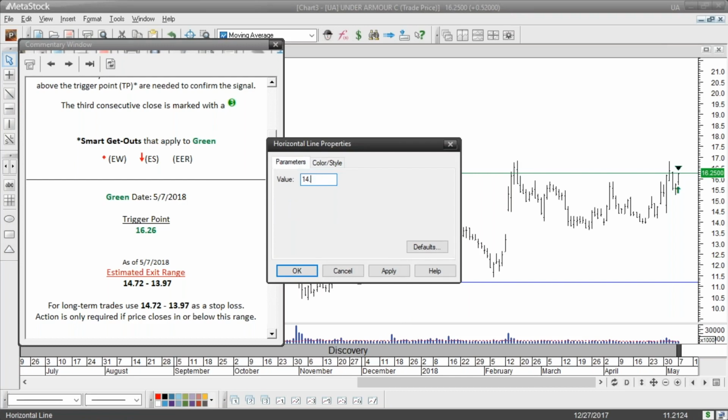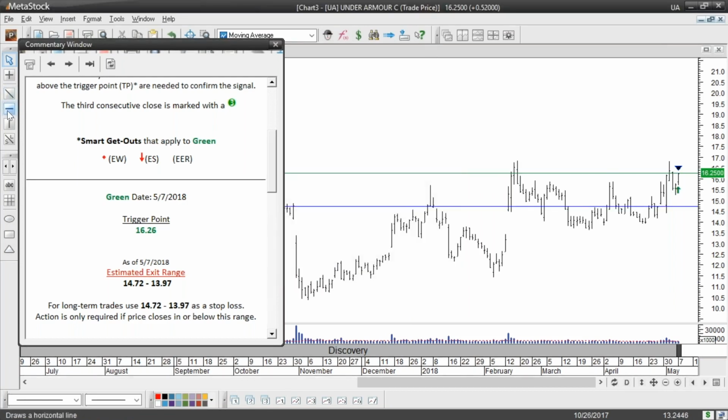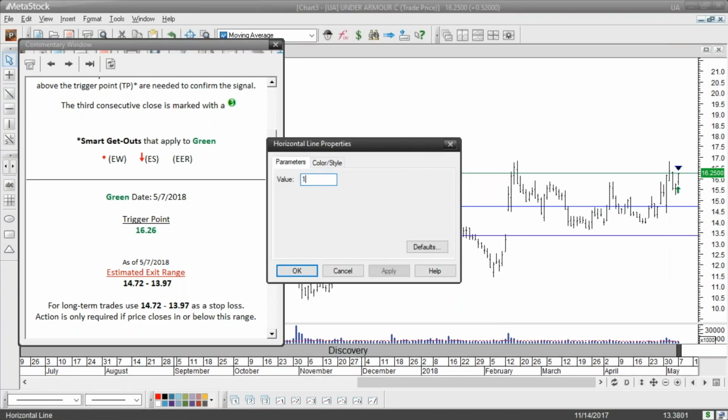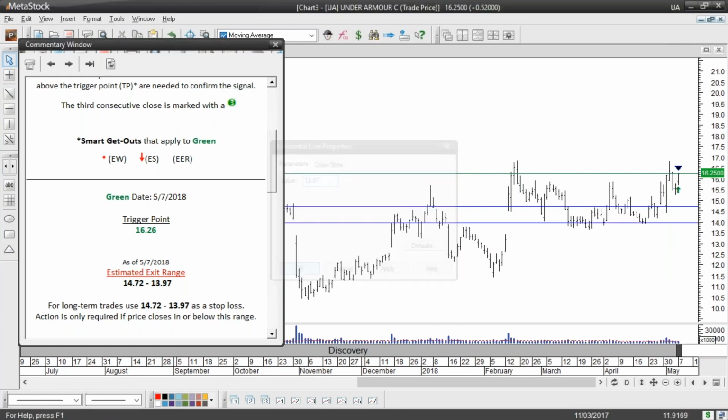14.72. Say okay. That's our top range. Our bottom is going to be 13.97. Now I can calculate my potential risk to my potential reward. I know I'm looking for a minimum of 20%, and I know the price can fall down here before I have to think of exiting.